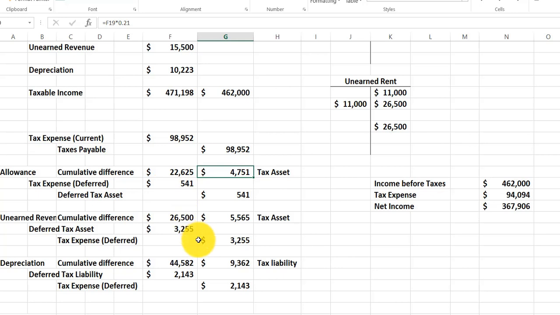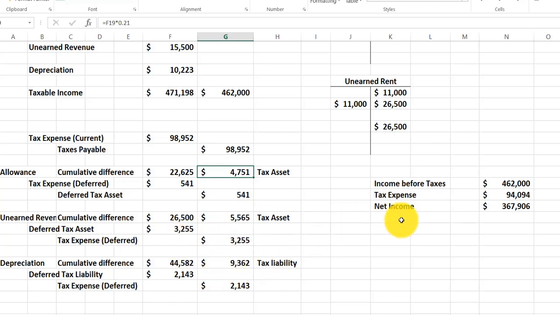Everything affects tax expense. And then the unearned revenue, our cumulative amount is 26.5, so we should have a tax asset of 55.65. Look at last year's, it was less than that, so we debit the tax asset to bring it up to this number. We credit the tax expense.